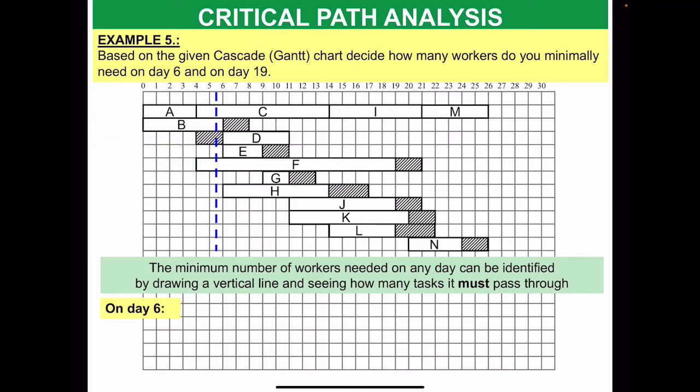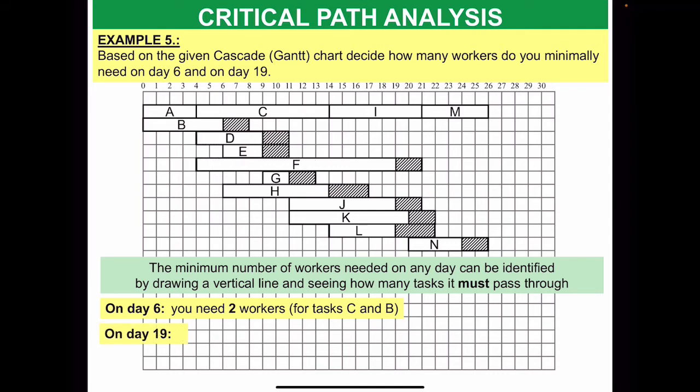Now D, if you move D and instead of 4 you start at 6, it may be happening but doesn't have to, because you can escape the blue line, right? So D doesn't have to be done on day 6. And then F, for the same reason, doesn't have to be done. And that's about it. So for this day, you definitely need 2 workers for the 2 tasks, and that's task C and task B.